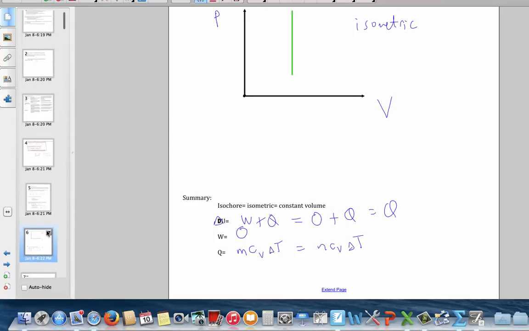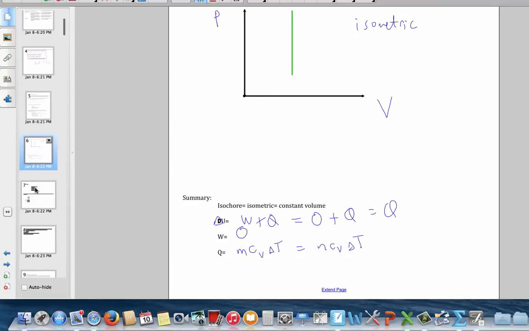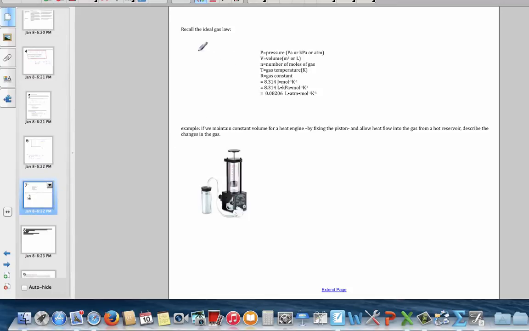Now, let's just do a quick example here. Oh, first let's be reminded of the ideal gas law, which says PV is nRT. P is the pressure of the gas, V is the volume of the gas, n is the number of moles, R is the gas constant, T is the absolute temperature of the gas. Now, depending on what units you're using, you will select from various versions of the gas constant.